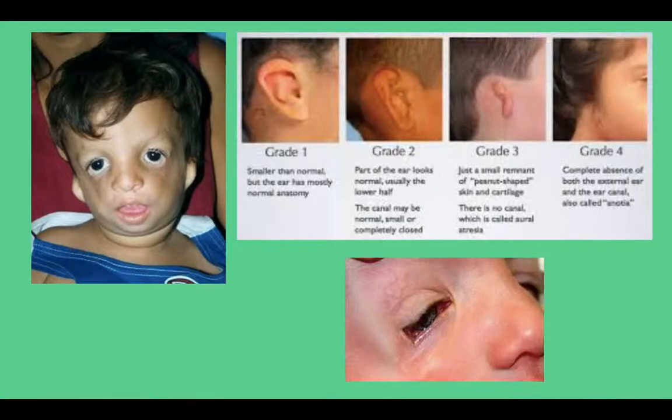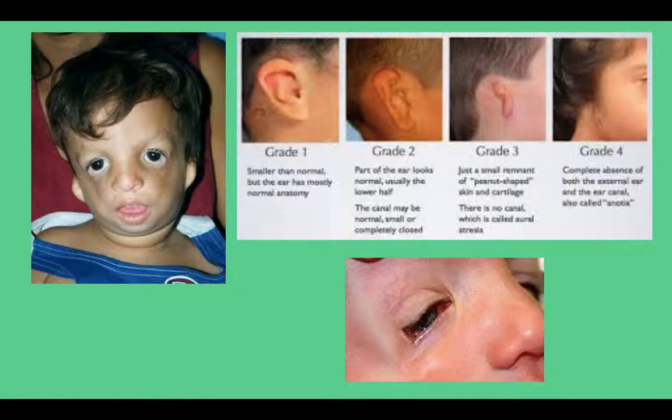So here are just some pictures of what I just talked about. On the top left is a picture of a little boy with Treacher Collins. So you can see the relatively flat affect of the face, the slanted eyes, and the ears not being completely formed. Also, you can kind of notice that his bottom jaw juts out a little bit more, causing that misalignment between the top row of teeth and the bottom row. So this could be an underbite situation.